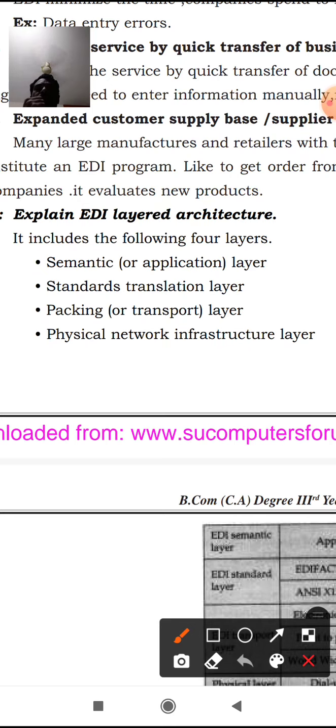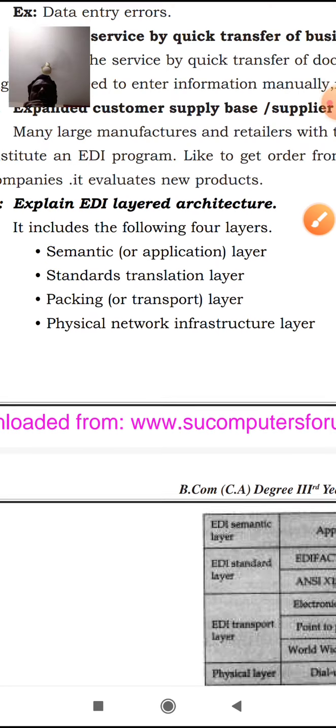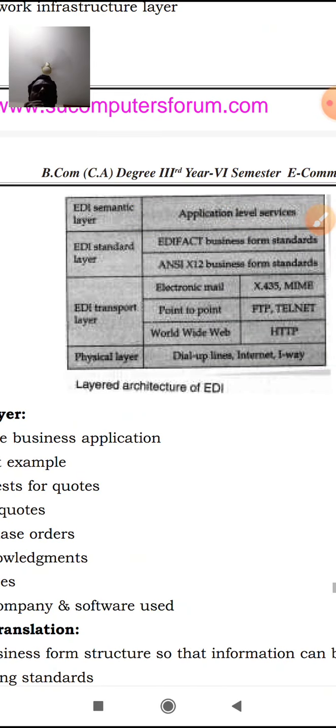So like that there are 4 types of layers available. First one is semantic. The semantic layer is also called the application layer. Then second one is standards translation layer. Third one is packing, packing means transport layer. Fourth one is physical network infrastructure layer. So like that 4 layers are available internally in the EDI application.